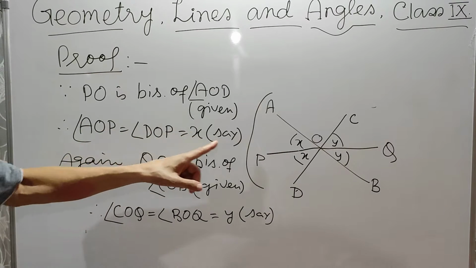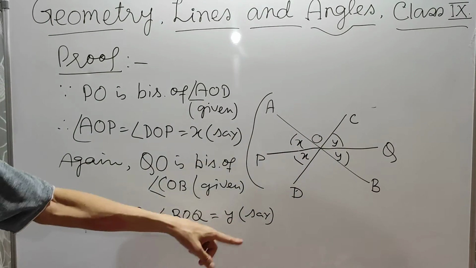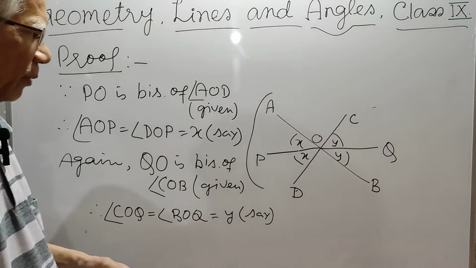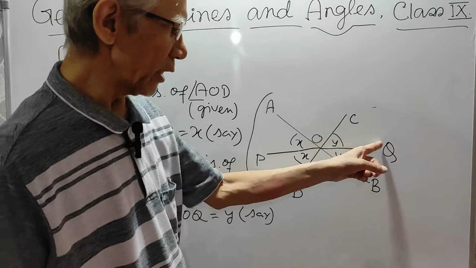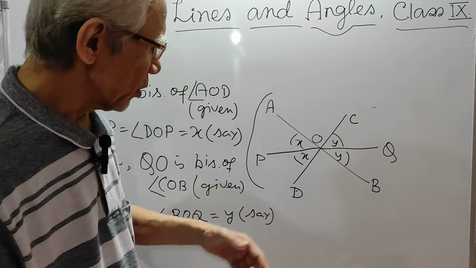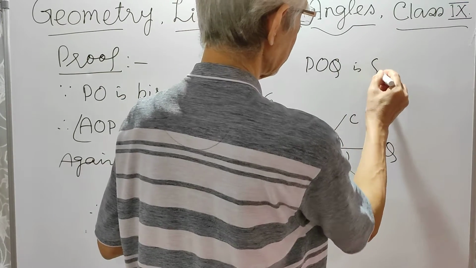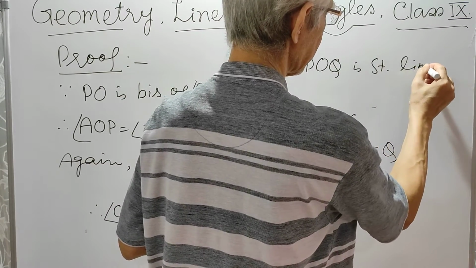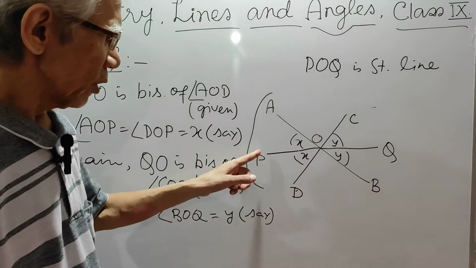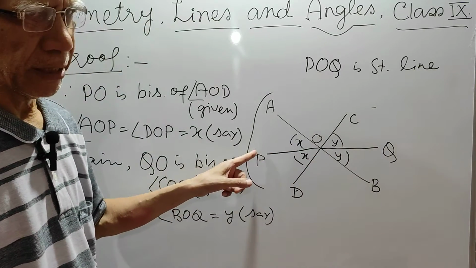So these two angles we are calling X, X, and these two angles we are calling Y, Y. Now see what we have to prove. We have to prove PO and QO lie in a straight line. That means we have to prove POQ is a straight line. This is what we have to prove.